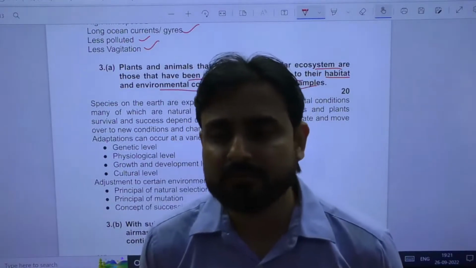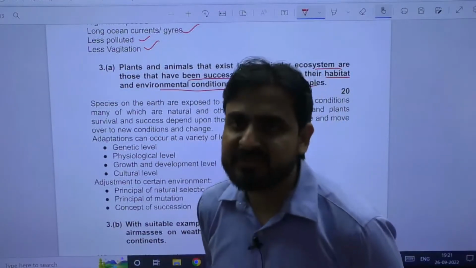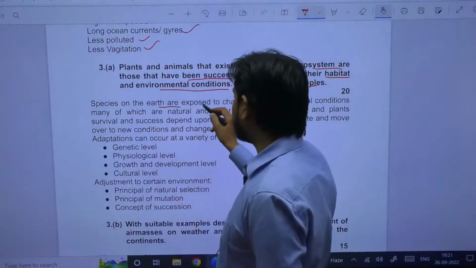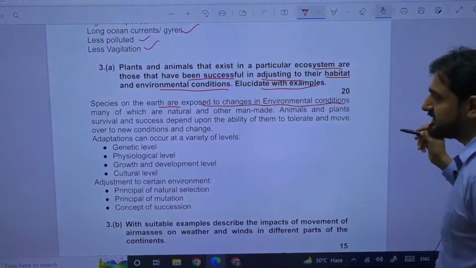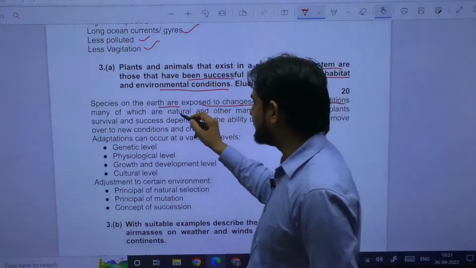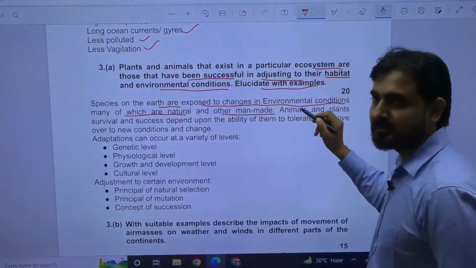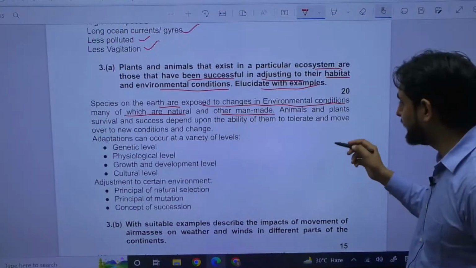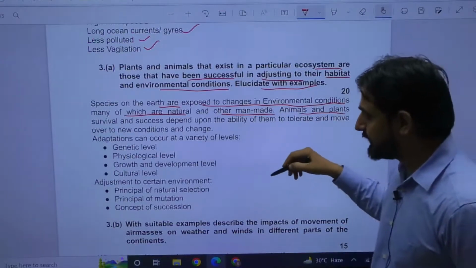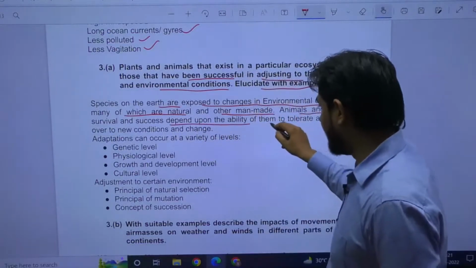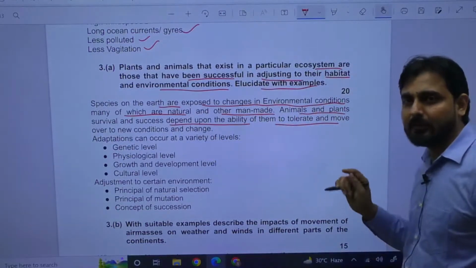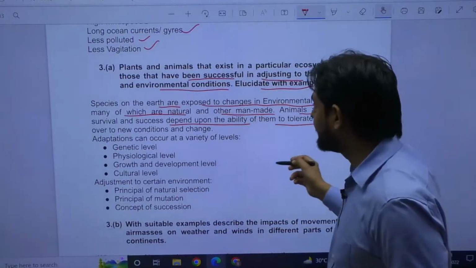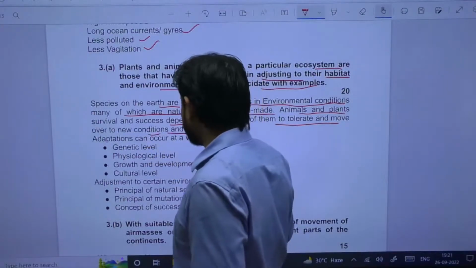Similarly, vegetation also adapts when there is a change in the environmental condition. Species on earth are exposed to changes in environmental conditions, many of which are natural while others are man-made. Animal and plant survival and success depend on the availability of resources and their level of tolerance, survival of the fittest, over the new conditions and changes.